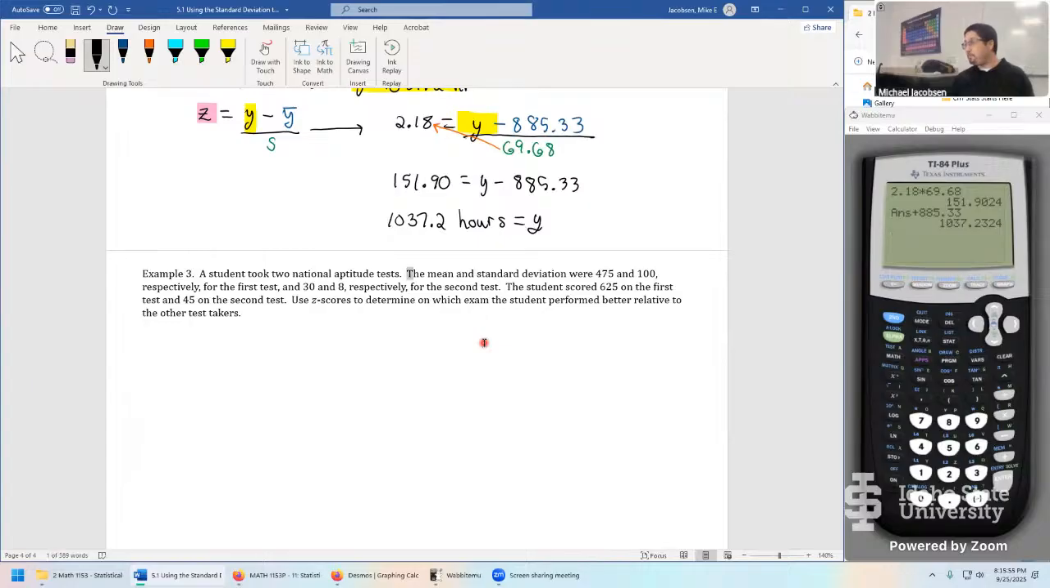They then tell us the mean and standard deviation were 475 and 100 respectively for the first test, and 30 and 8 respectively for the second test. If you're like me, you're probably already lost. That's like a cloud of numbers, and they use the word respectively a bunch of times. Students scored 625 on the first test and 45 on the second test, so even more information. Use z-scores to determine on which exam the student performed better relative to other test takers. So what's the better score, 625 or 45, is the question.